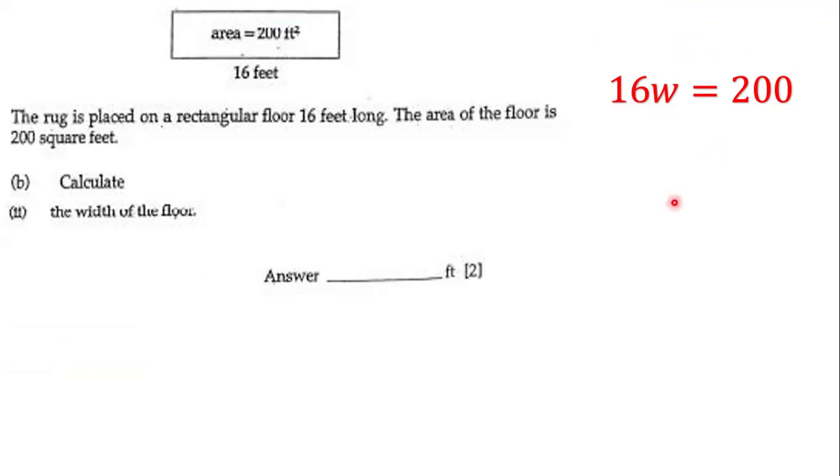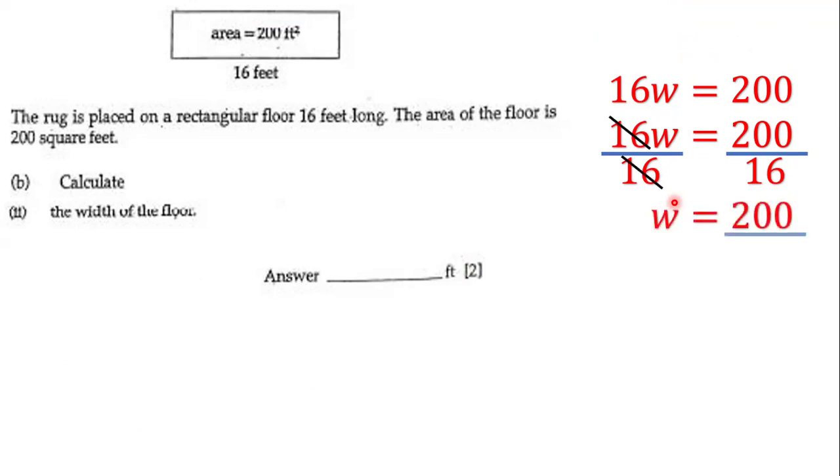And so we just have to solve for W. We're going to divide both sides of this equation by 16. The 16 cancels with that 16, and so we are left with W equals 200 divided by 16. And 200 divided by 16 is 12.5. And so that means that the length of the floor is 16 feet long, but the width of the floor is 12.5 feet.